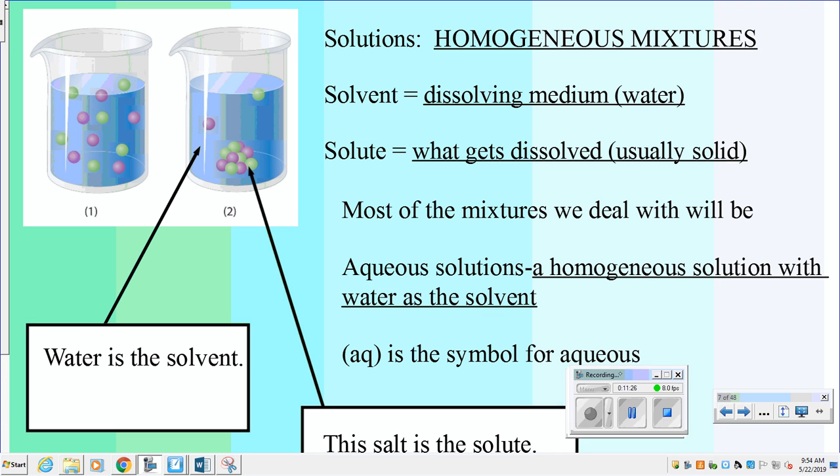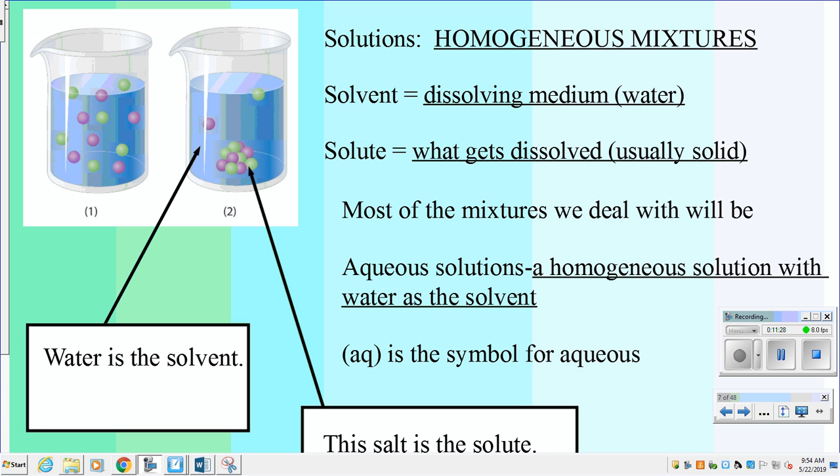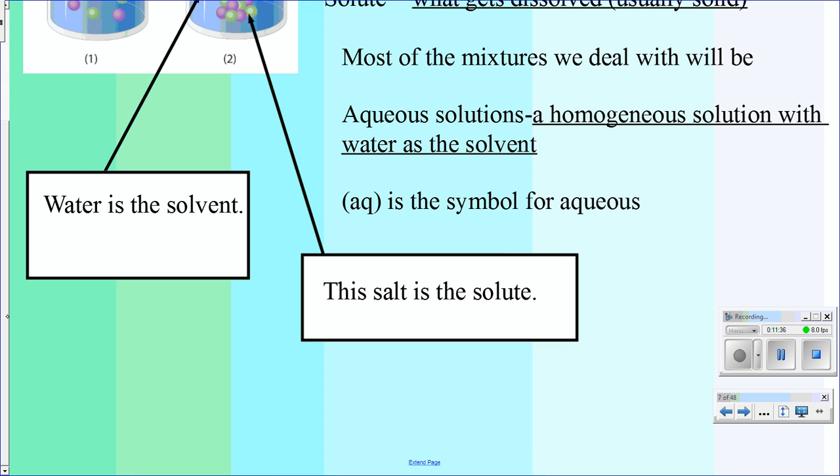Most of our mixtures in Regents chemistry and honors chemistry are going to be aqueous solutions, which are homogeneous mixtures where water is our solvent. And we have a little symbol for this, which is AQ. So if I wanted to tell someone that I have a saltwater solution, I can actually write NaCl for salt, follow it with a little AQ, and people know I'm talking about a homogeneous mixture where I have salt dissolved in water.